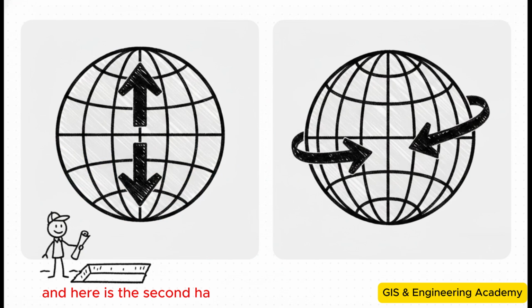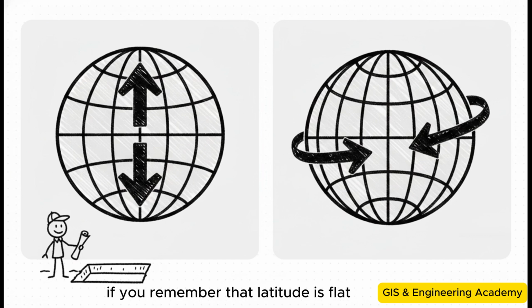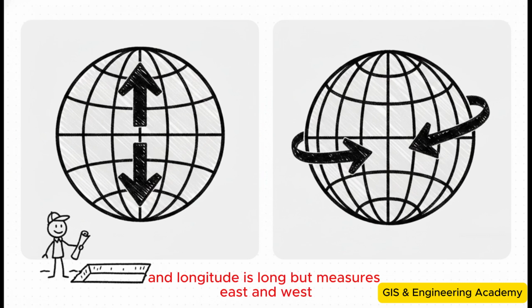And here is the second half of that cheat sheet to contrast what they actually do. Latitude tells you how far north or south you are. Longitude tells you how far east or west you are. Burn this into your brain right now. If you remember that latitude is flat but measures north and south, and longitude is long but measures east and west, you will never end up digging a trench in the wrong district.